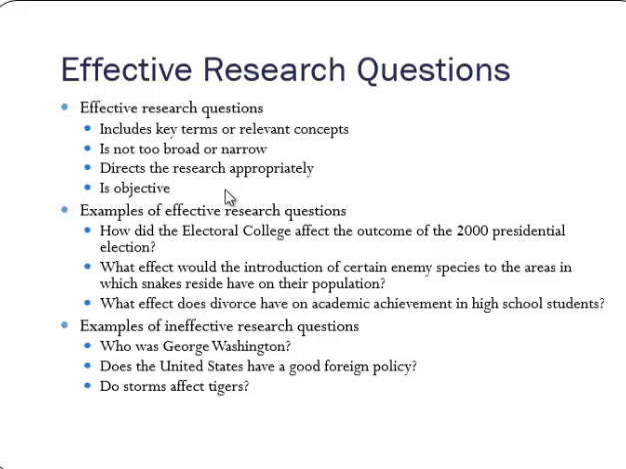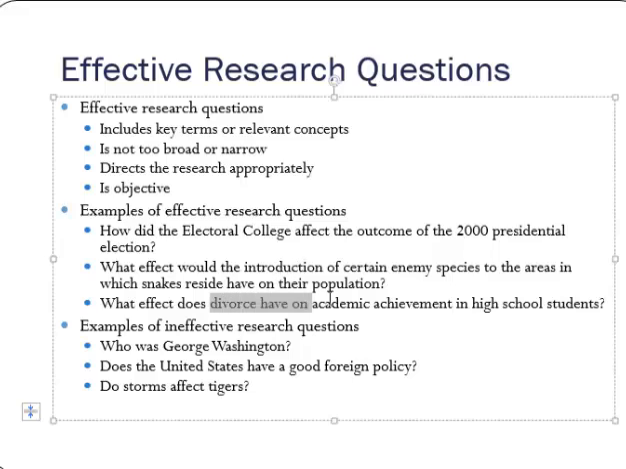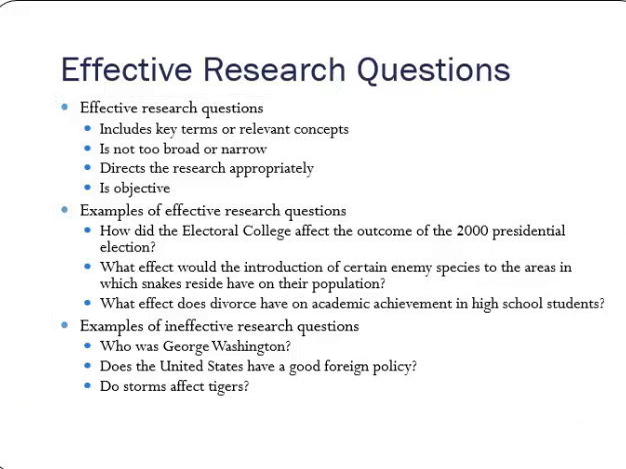Examples of effective research questions. How did the Electoral College affect the outcome of the 2000 presidential election? It's very specific. It gives you a particular idea of what you're looking for. What effect would the introduction of certain enemy species to the area in which snakes reside have on their population? Which effect does divorce have on high academic achievement in high school students? All these things are specific. They contain the key terms of what you're looking for. They're not too broad and they're not too narrow.